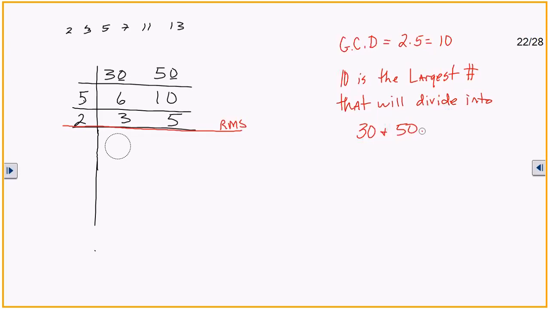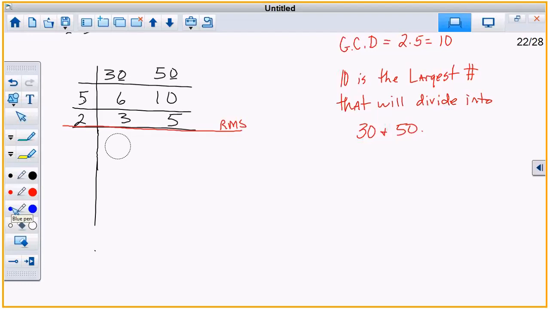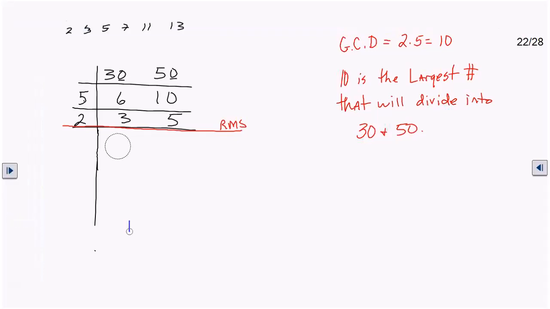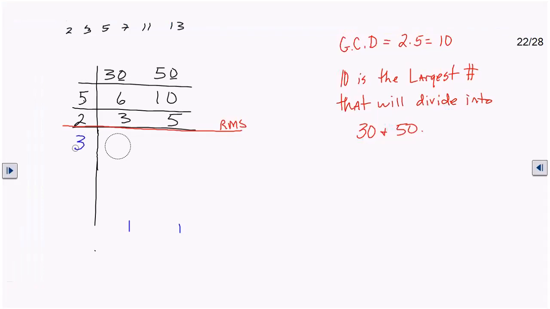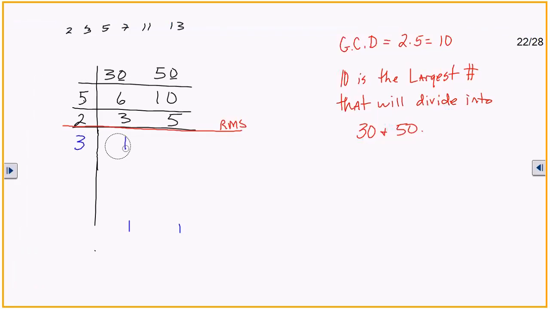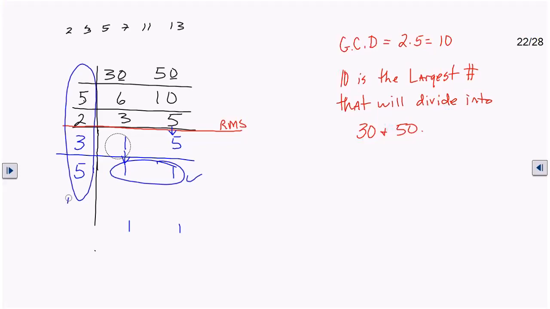Now I'm going to keep going with magic math. So I'm going to turn it to blue. And what is the goal of magic math? To have ones across the bottom. That's the idea. So take your pick. You want to divide by 3 or 5? I'm going to divide by 3. Since I read from left to right, I'm going to divide by 3, and that gives me a 1. Hey, there's one of our 1s. And 5 comes down because you can't divide 5 by 3. And then 5, and that comes down. And 5 divided by 5 is 1. We've got our 1s, and this is our least common multiple.